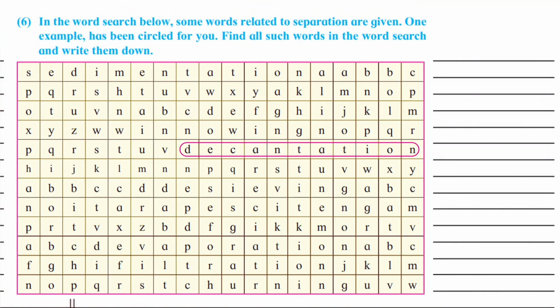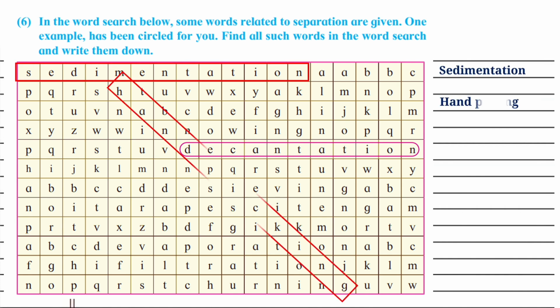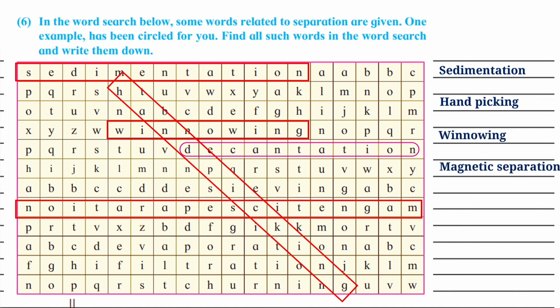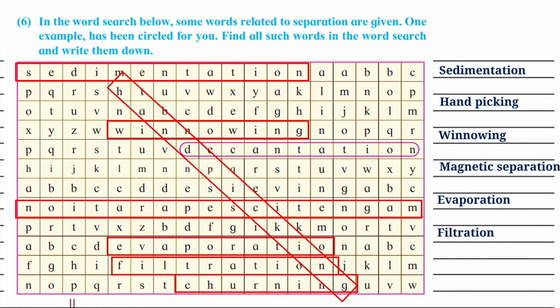Next, 6. In the word search below, some words related to separation are given. One example has been circled for you. Find all such words in the word search and write them down. Answer: sedimentation. Next, hand picking. Next, winnowing. Next, magnetic separation. Next, evaporation. Next, filtration.